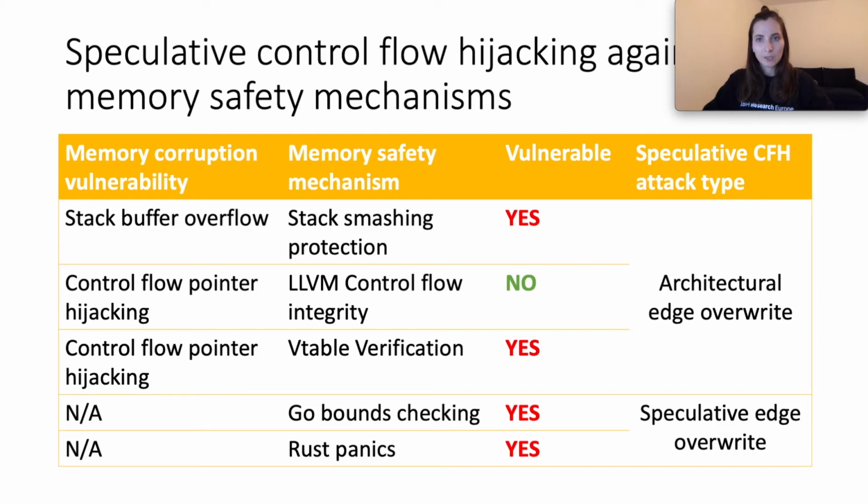Together with SSP, we inspected other memory safety features like different CFI implementations and two memory safe languages. The results show that all, apart from LLVM CFI, are vulnerable to speculative control flow hijacks. Moreover, in all vulnerable cases, the mitigation itself provides the speculation-inducive instruction that the attacker can leverage to trigger speculative execution of the wrong program path.